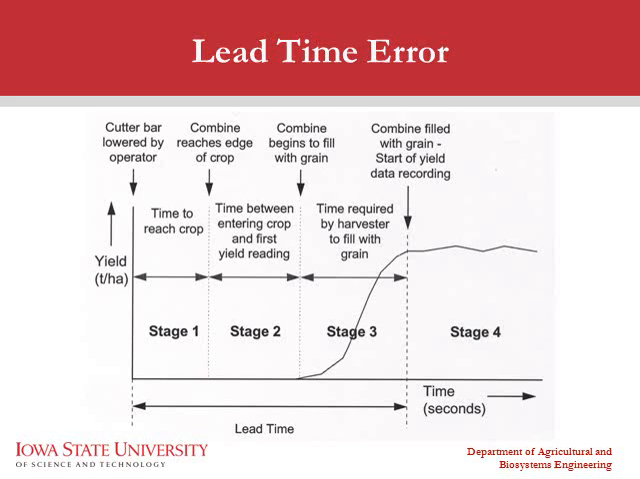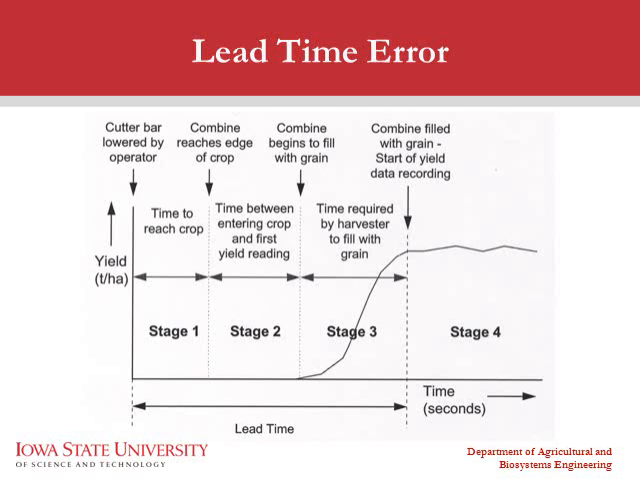So let's talk in a little more detail on this lag or lead time error caused by the grain flow into the combine. When the cutter bar is first lowered by the operator, it'll take some time, called stage 1, to reach the crop or begin to engage the crop. During stage 2, the system will begin to engage or cut the crop, and we should begin to get some of the very first yield readings.